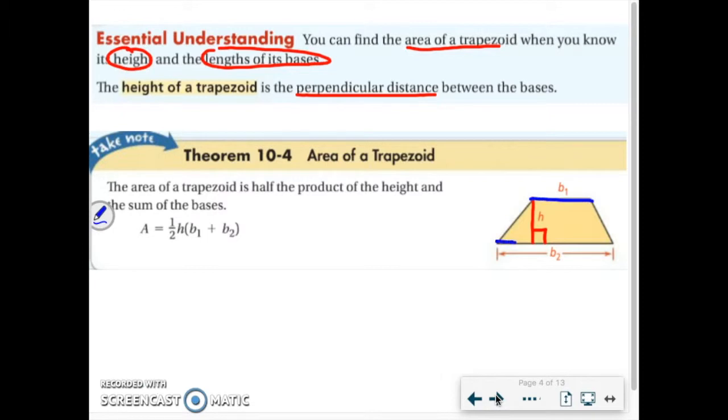It doesn't matter which one's base 1 and base 2, but take a second to take note of the formula here. It's going to be similar to our triangle formula, 1/2 the base times the height, but this time it's half the product of the height and the sum of the bases. So what we need to do is add those bases together. So that's our formula. Let's jump right into trying to use it.